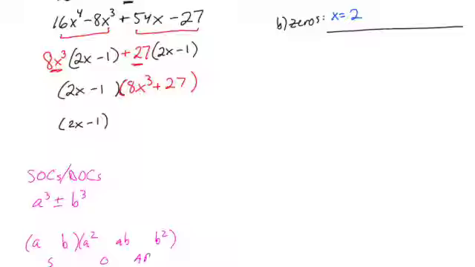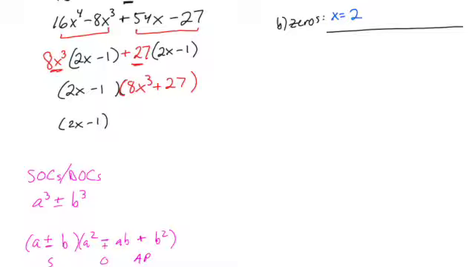And I cleverly tell my class to think of the word SOAP. SOAP being that the first sign is always the same as whatever you're factoring. So if you're factoring a sum, it's a plus. If you're factoring a difference of cubes, it's a minus. Same, and then the second sign is opposite, so that would be a minus if you're factoring a sum, a plus if you're factoring a difference, and the last sign is always positive.